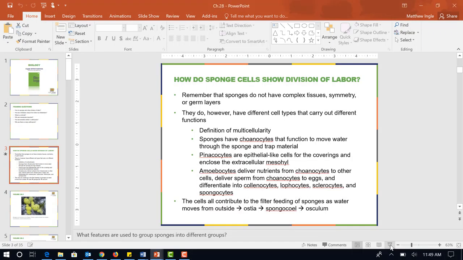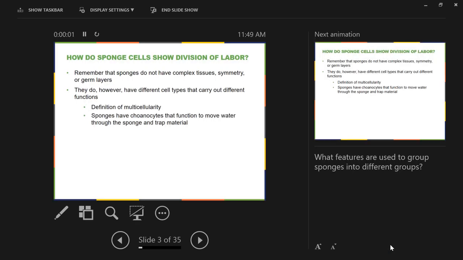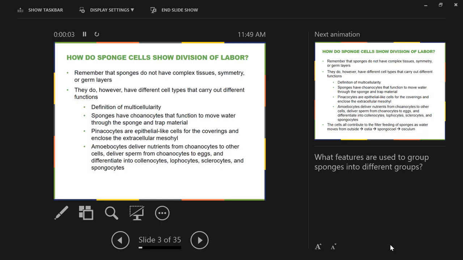Slide up on sponges. Somebody remind us, what is so unique about sponges when compared to other animals? How are sponges unique when compared to other animals?